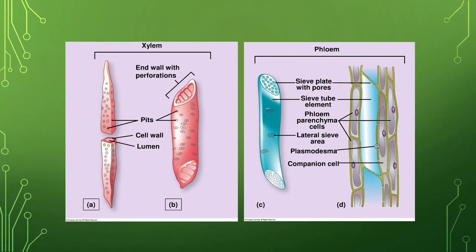Okay. And so here are some drawings of xylem and phloem. So you can see the different types in the xylem: there are the tracheids, that's A, and the vessel elements in B. And then in phloem you can see the sieve tube element, and then also the companion cells on the lateral side of them, and it shows you a little bit more of the pits and the pores that are between them.